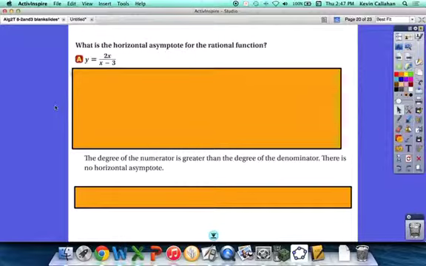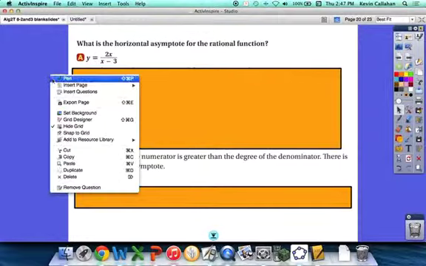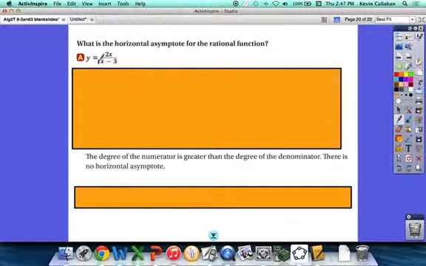Next, 2x over x plus something. They're equal degrees, right? They're both x to the first. What would be the horizontal asymptote? The ratio of the coefficients of the highest power terms, right? Oh, that was wrong. That's a 1. So what is the horizontal asymptote? y equals 2 over 1, which is 2, right?